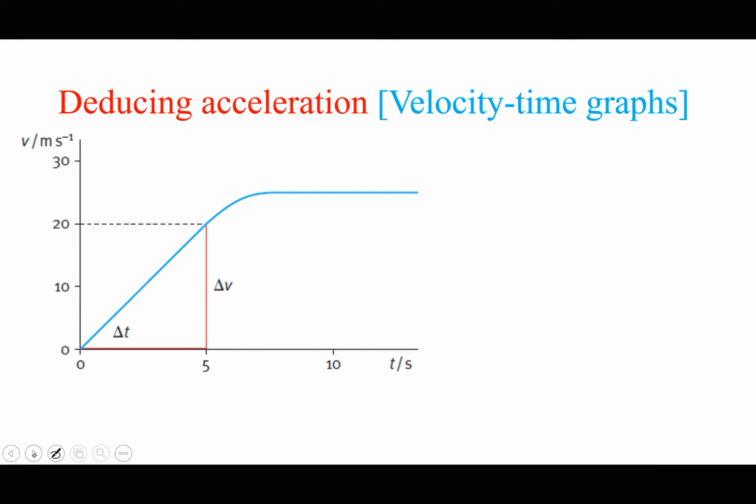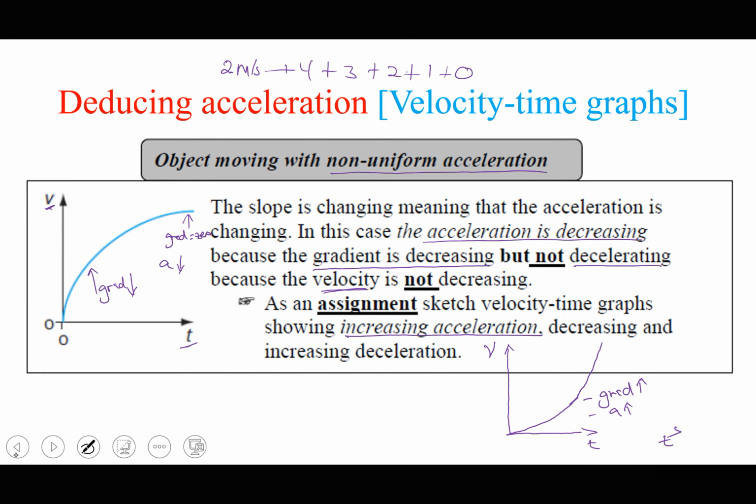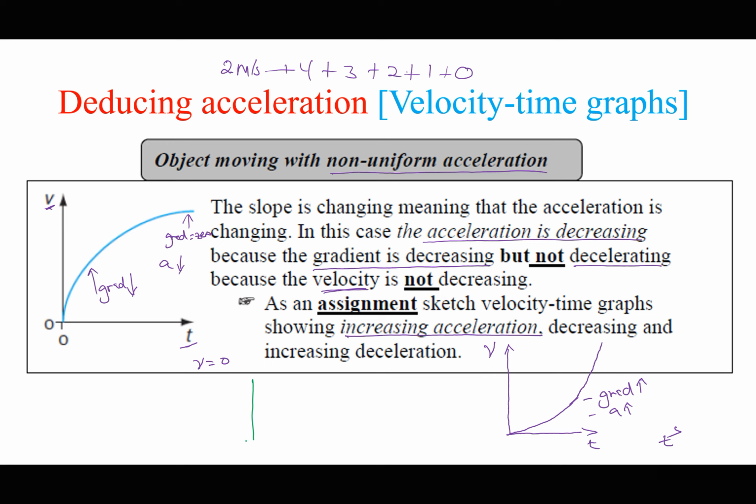So let's see how we can deduce the acceleration from a velocity time graph. But before we look at this, we should also be able to sketch a velocity time graph for a stationary body, a stationary object. If the object is stationary, remember velocity should be 0. So if I want to sketch a velocity time graph for a stationary object or object at rest, velocity against time.